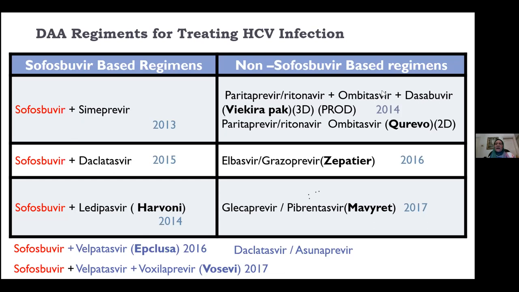And paritaprevir, ritonavir with ombitasvir without the need for the third drug for genotype 4. And we have the elbasvir, grazoprevir, which is the Zepatier here, and we have the glecaprevir, pibrentasvir, the pangenotypic, which is the Mavyret. And you also have the daclatasvir, asunaprevir, which is widely used in Japan.